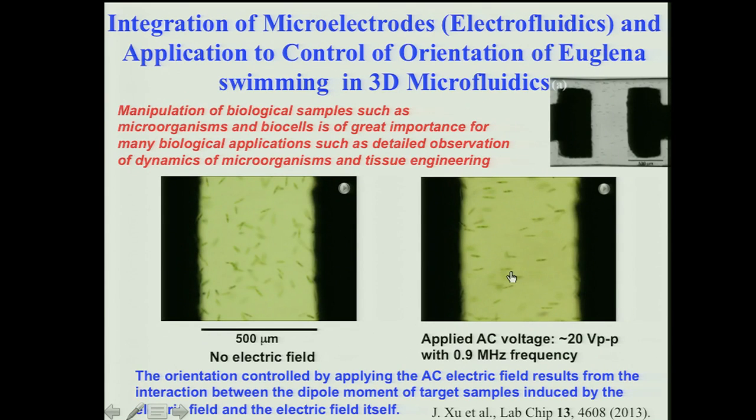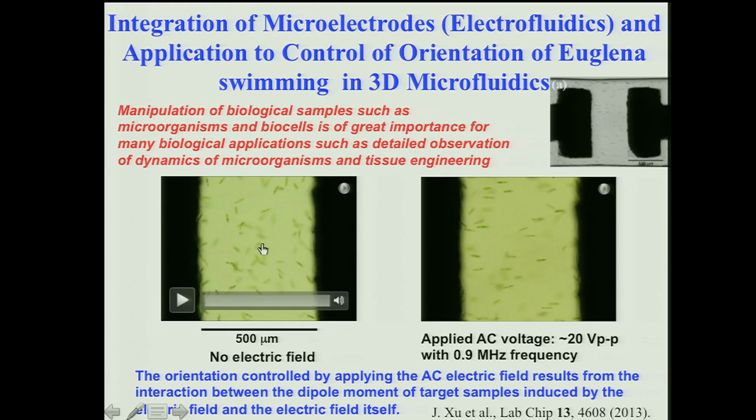Another interesting application of this technique is the control of the orientation of the Euglena swimming in the three-dimensional microfluidics by integrating, in this case, the microelectrodes into the glass microfluidics. Here, manipulation of the biological samples, such as the microorganisms and the biocells, is of great importance for many biological applications, such as the detailed observation of the dynamics of the microorganisms and also the tissue engineering.